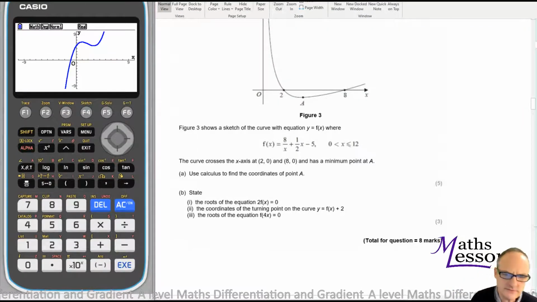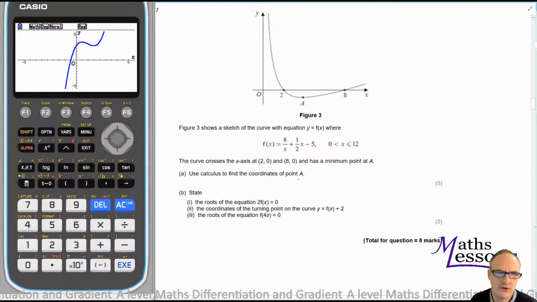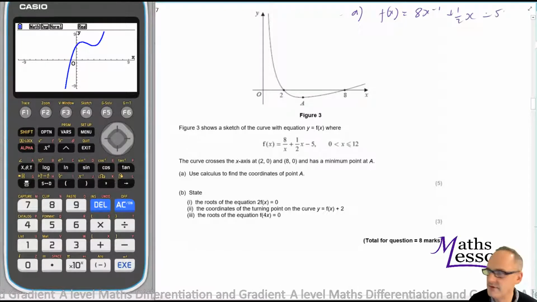Right, so let's have a little look at this question. We're going to use calculus to find the coordinates of point A. So let's put part A up here because I've got some space up here to work with. So we've got f of x. I'm just going to rewrite this as 8x to the minus 1 plus a half x minus 5.